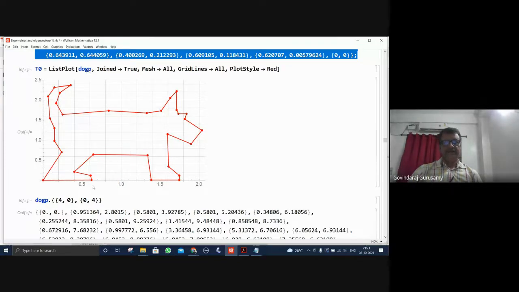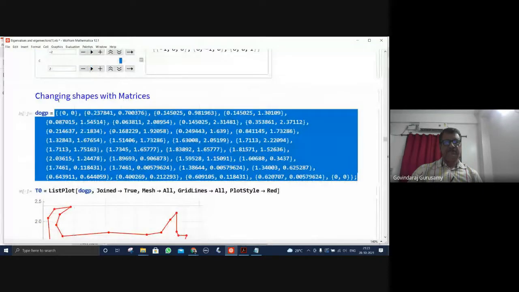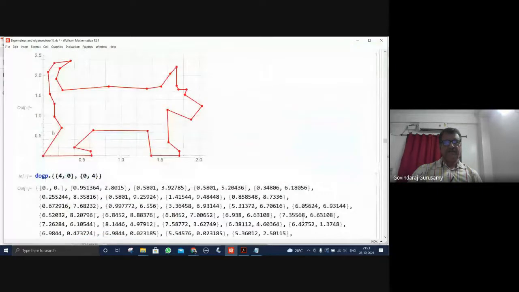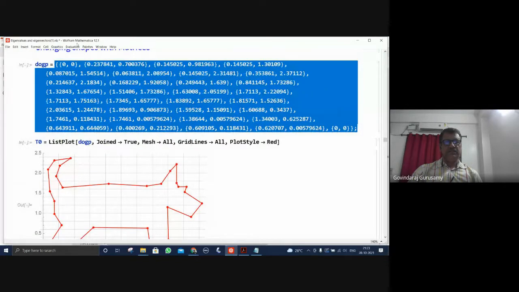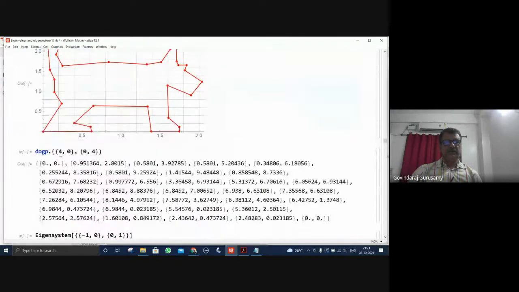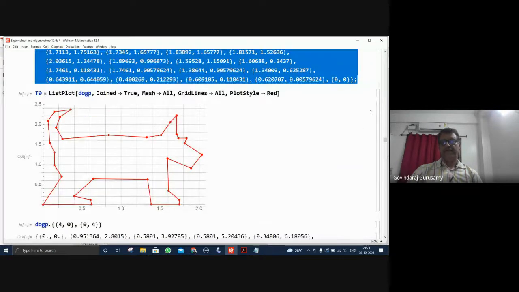Is it clear? Start from 0, 0, then proceed one by one and connect them. All that is needed has been connected. So probably this is 0, 0. The second one is 0.23, 0.70. Then they go like this, continue, and come back. Finally, you'll be back to this point. Right, so this is the picture which we have.